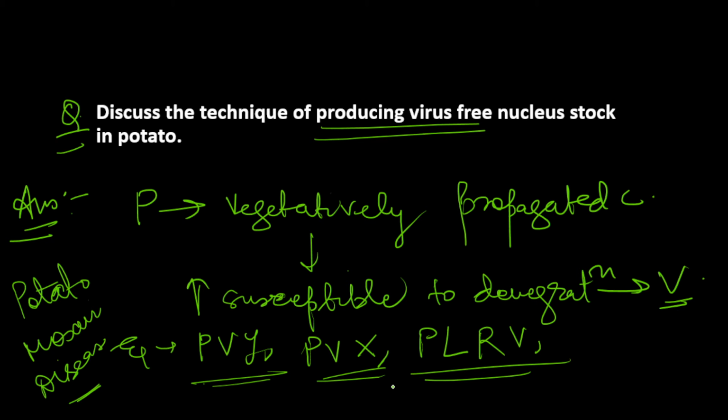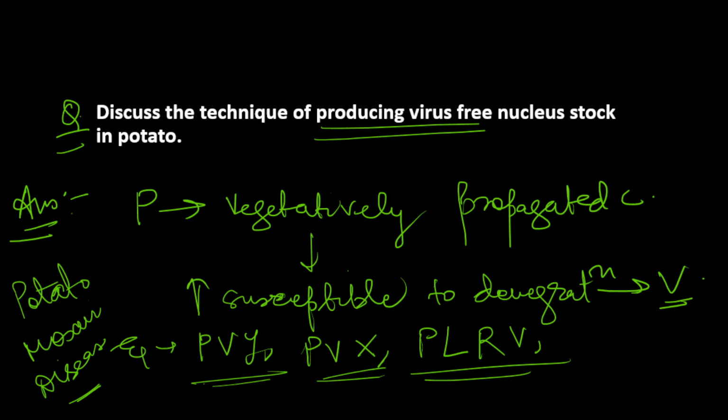You can write the full form also, but those are kind of complex names. So you can simply use these short forms also. So it is good enough. Therefore, production of virus free nucleus stock in potato is essential for getting good quality seed production and to maintain varietal purity. So that is how you can introduce the question.